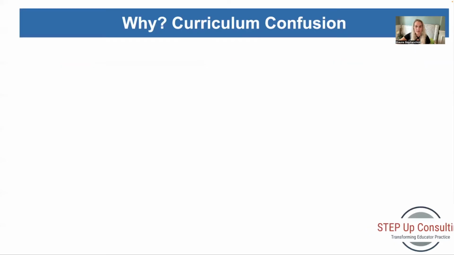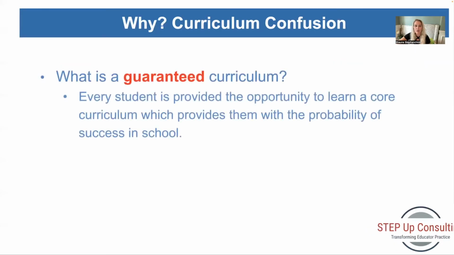And why we came up with this tool, when we talk about guaranteed curriculum, Robert Marzano says the guarantee is that every student is provided an opportunity to learn a core curriculum that provides them with the probability of success in school. In Missouri, that is the Missouri Learning Standards. Our state adopted that as our guarantee for every student to have equity across the state. They will be exposed and assessed on the Missouri Learning Standards.